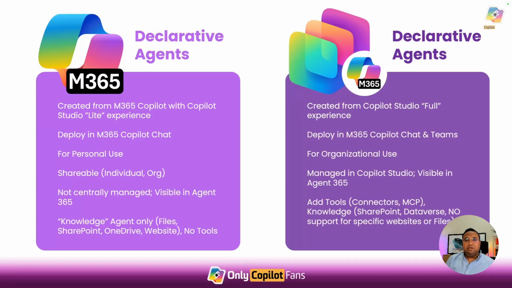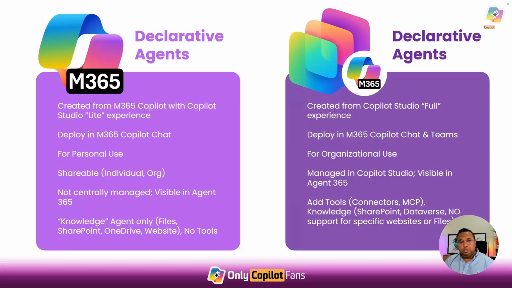Now, here's what's different about them. You can deploy them in M365 Copilot Chat and in Teams, but not in other channels. You are creating them for organizational use, so you can share them with a user, a group of users, or everybody across your organization, and you can manage them in Copilot Studio as well as track inside of the Agent 365 Registry. Unlike declarative agents that you create with the Copilot Studio Lite experience, you do have access to tools.